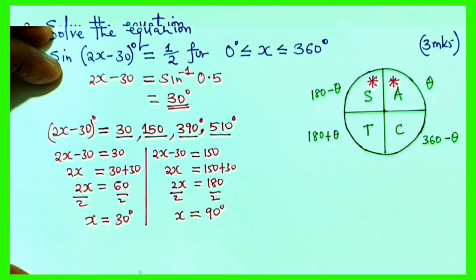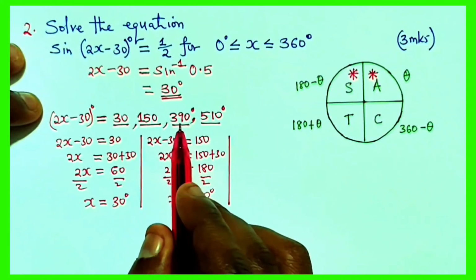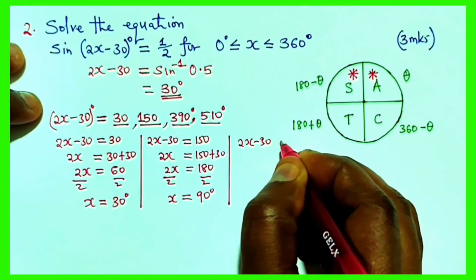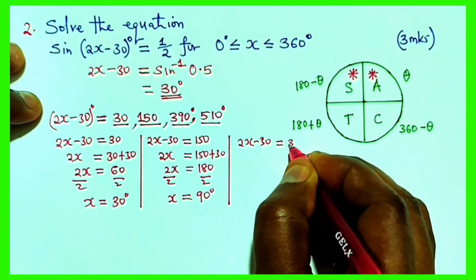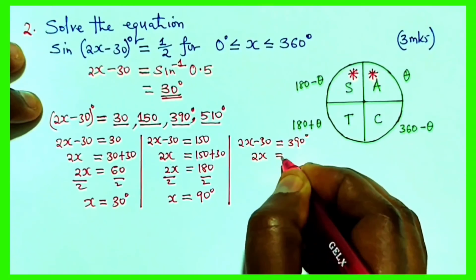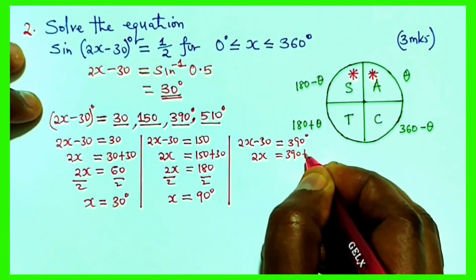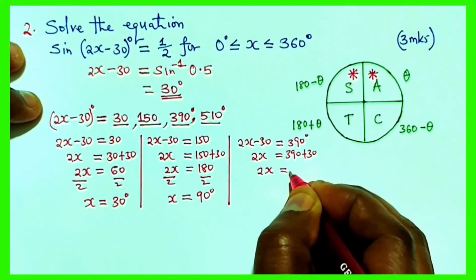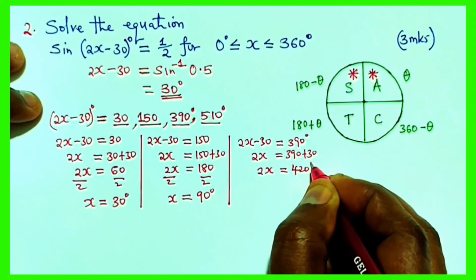And when you divide both sides by 2, you're going to get the value of x to be equal to 90 degrees. The third angle, we are going to consider that 2x minus 30 will be equal to 390 degrees. And therefore 2x will be equal to 390 plus 30 degrees. So 2x will be equal to 420 degrees.